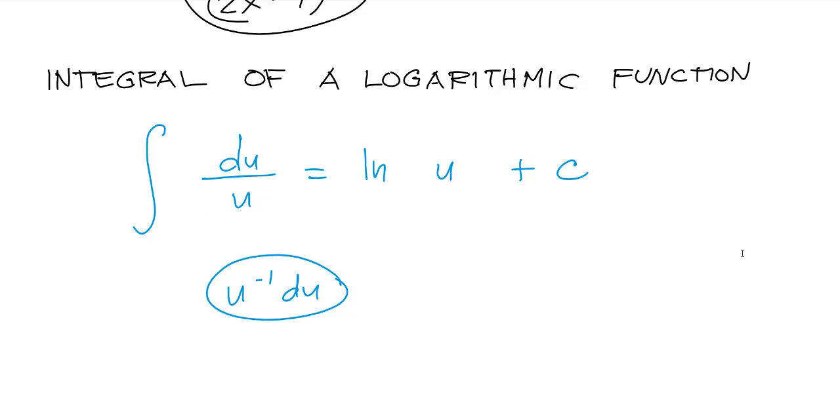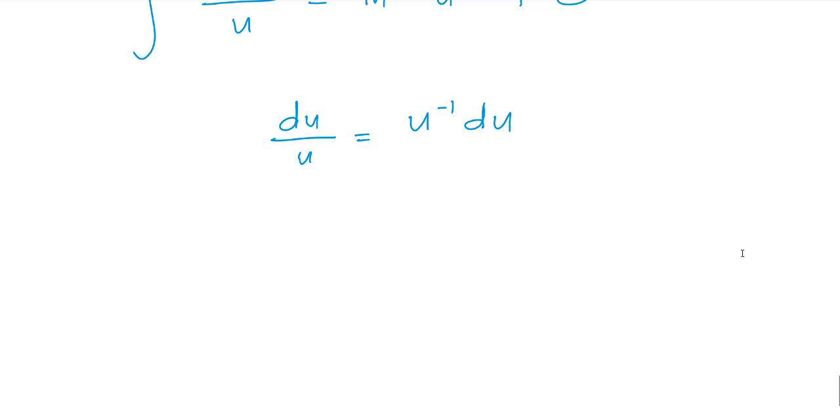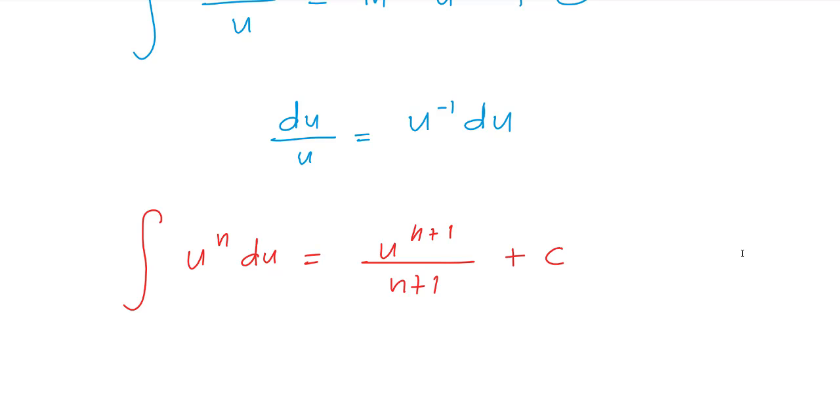Let me rewrite that one. du over u can be written as u raised to negative 1 du. From our general power formula, recalling it, we have the integral of u raised to n du is equal to u raised to n plus 1 over n plus 1, plus c. And we have a condition that n, or the exponent, should not be equal to negative 1, because if that is equal to negative 1, negative 1 plus 1 will be 0 here, and that would be an undefined answer.